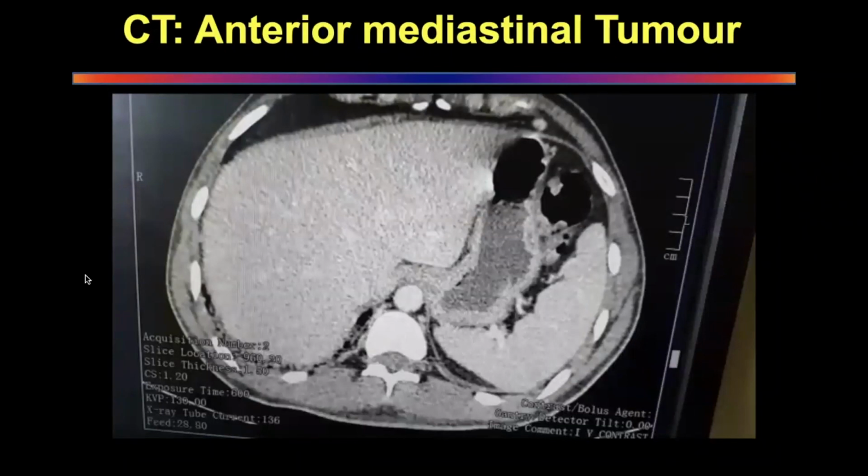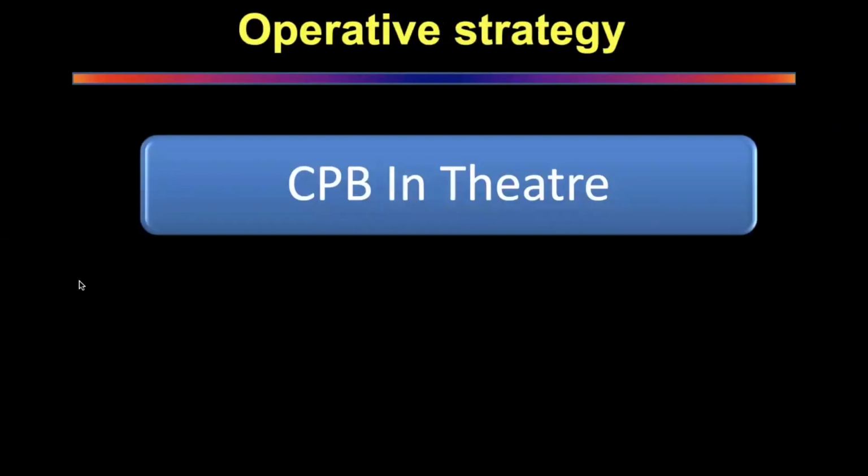So you go in there. When you're doing a complex case with vascular invasion, you have to make sure there is cardiopulmonary bypass in theater. Always. Because you never know when you might have to do an SVC resection. You never know when you might actually injure something big in the chest. So I always keep a cardiopulmonary bypass standby in theater.